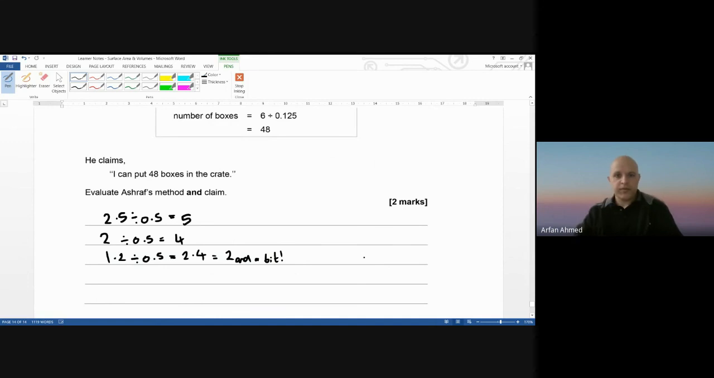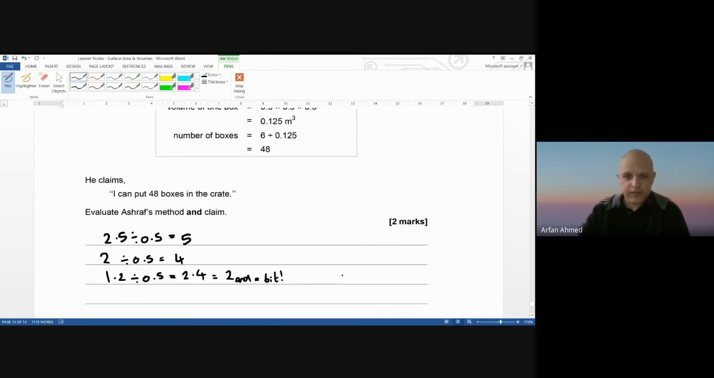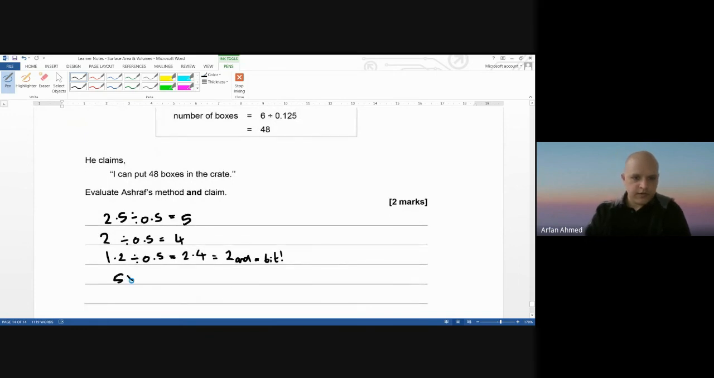You obviously can't have a bit of a box, so you have to ignore that bit. You can only fit 2 boxes this way. 5 times 4 times 2 gives you 20 times 2, which is 40. You can only fit 40 boxes.